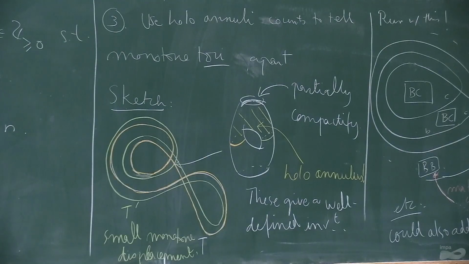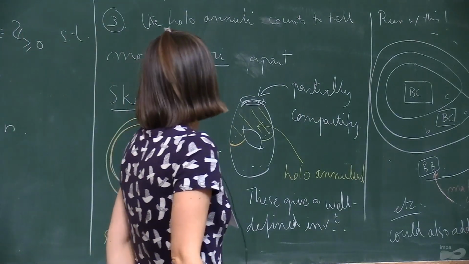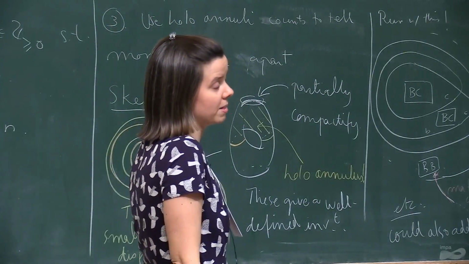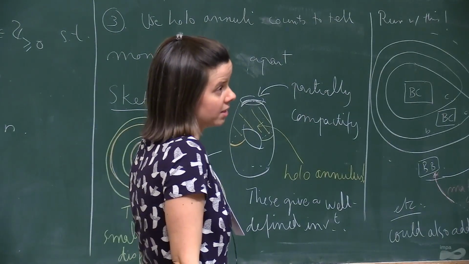Speak up. But T prime is defined purely in terms of T. It's just a small displacement of T in the monotone direction. That's an intrinsic thing in terms of T.